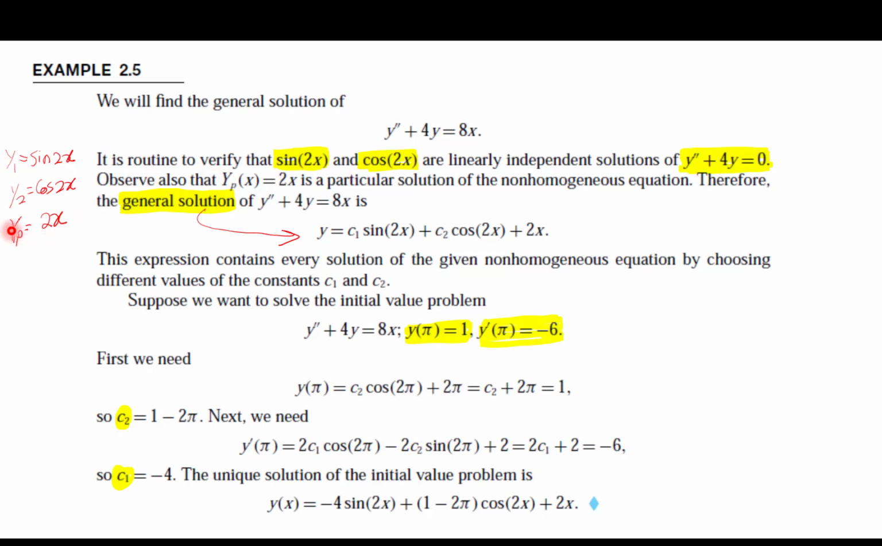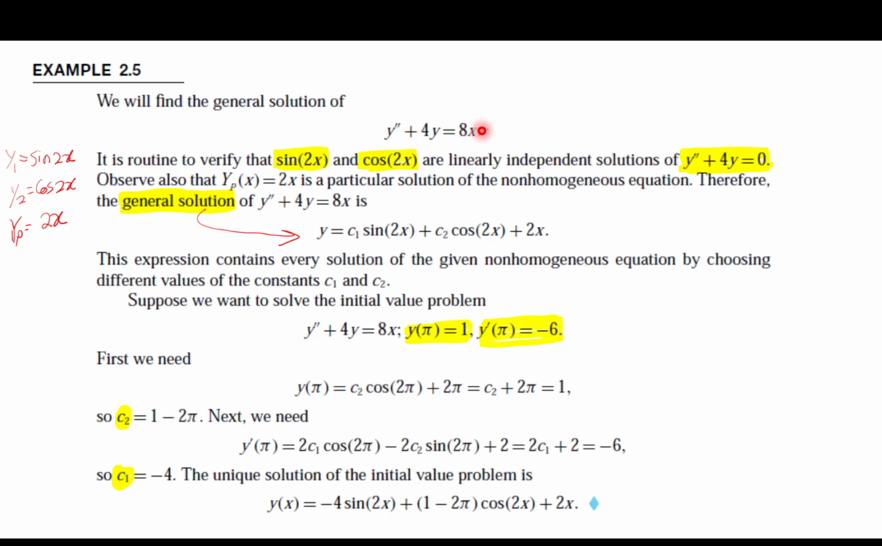Then we're going to find a particular solution of this non-homogeneous equation. We call it yp equal to 2x. Then the general solution for our equation is going to be c1 sine 2x, which is y1, plus c2 cosine 2x, which is y2, plus the particular solution 2x, which is y particular. Okay, so this is the general solution for our non-homogeneous equation.